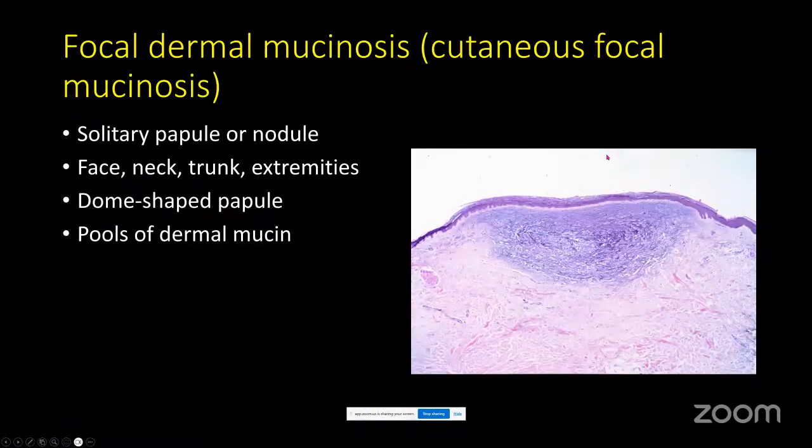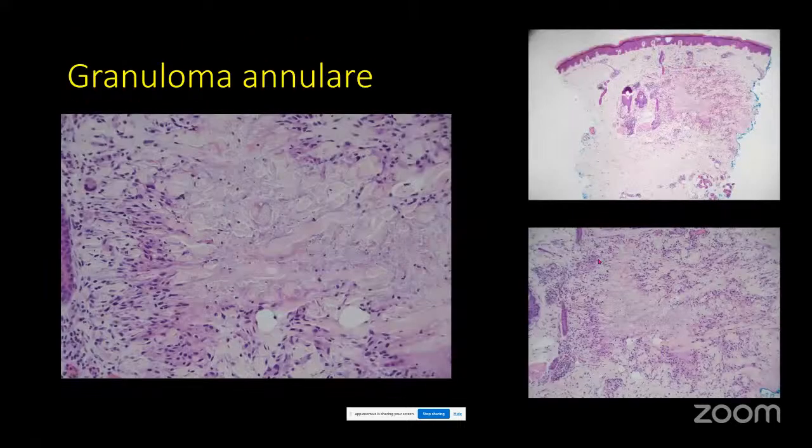Focal dermal mucinosis or cutaneous focal mucinosis is a solitary papule, usually on the head, neck, upper trunk, sometimes the extremities. It looks like a dermal nevus or a roll-up BCC or something like that. And just like everything else, you get a pool of mucin interdigitating between the collagen bundles at the edge. So it's just a solitary localized thing. You don't usually have to work them up for any conditions like thyroid.